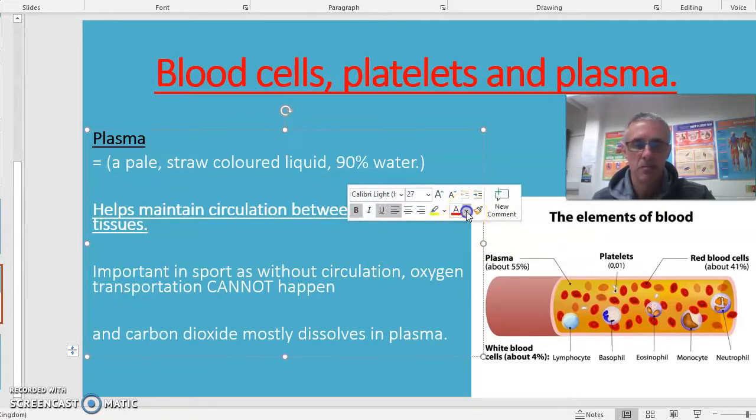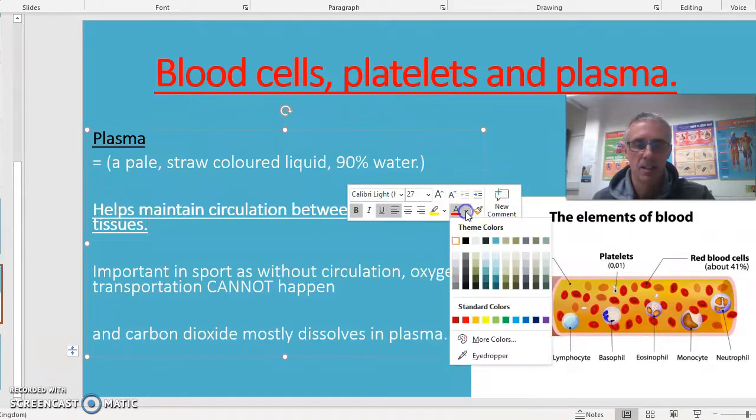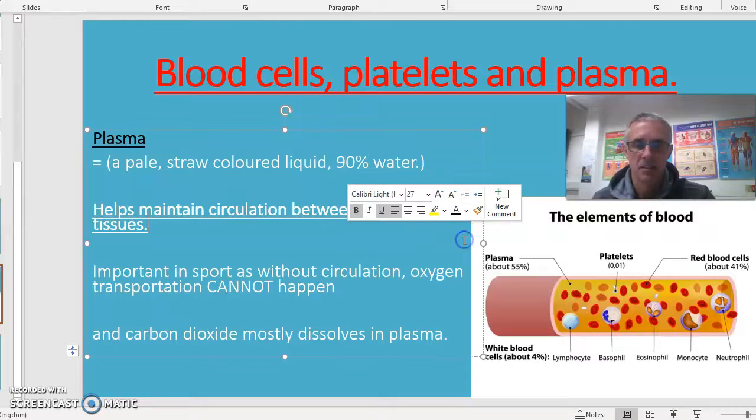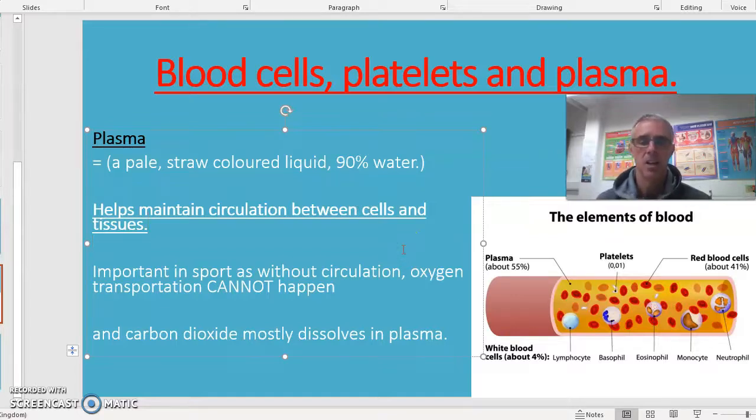Maybe even if I do it in black, it might come up a bit clearer here. So, doesn't seem to be working, but I've underlined it anyway. And it's important in sport because without it, oxygen can't get to where it's meant to go, to the working muscles. And it's also important because carbon dioxide dissolves in plasma, and you know that we need to get rid of all the carbon dioxide. So that is so important here.